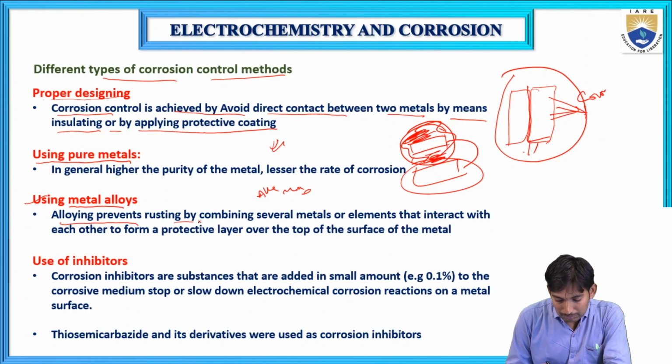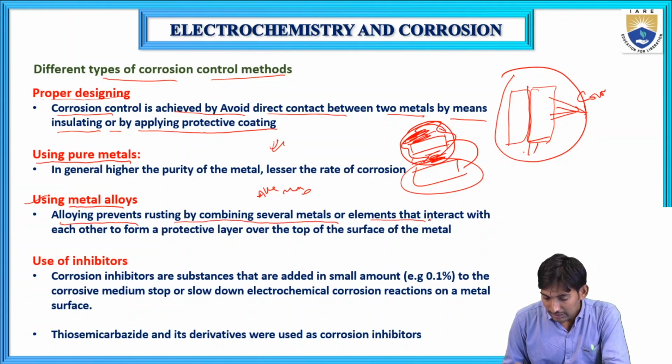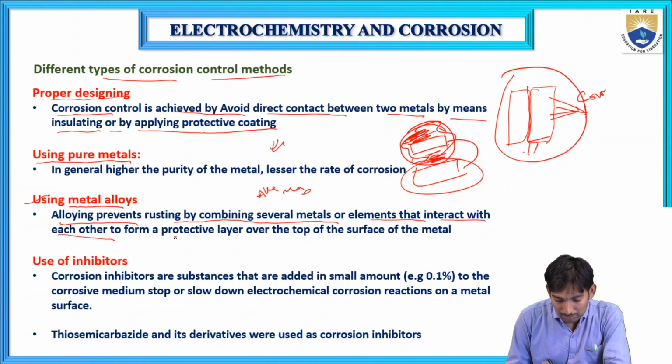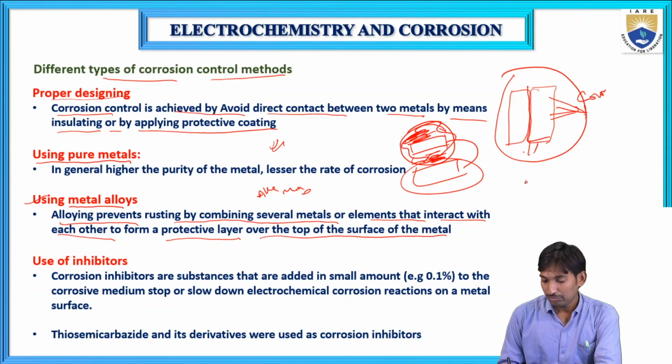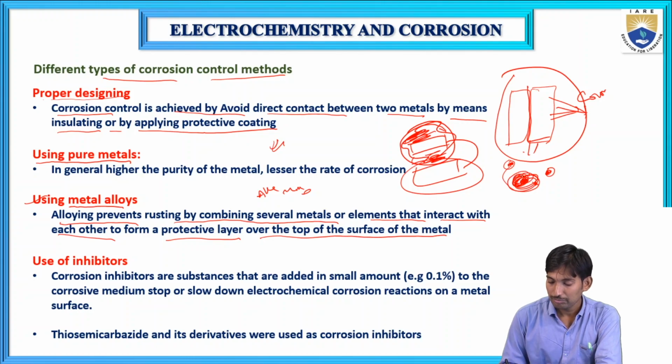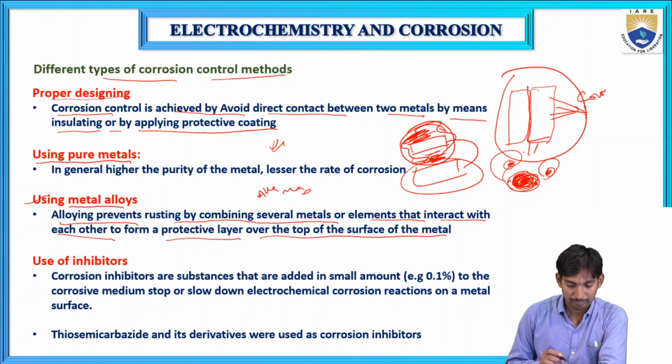Alloying prevents rusting by combining several metals or elements that interact with each other to form a protective layer over the top surface of the metal. If our base metal is there, we add some alloy to it, which contains two or more pure metals. These metals interact with our base metal and form a protective layer on it. In this way, our base metal is protected by this alloy mixture.